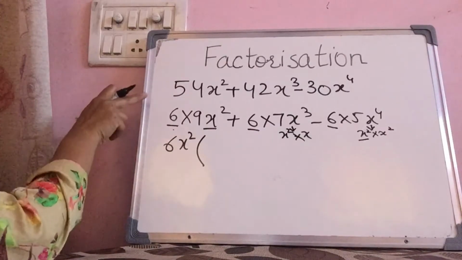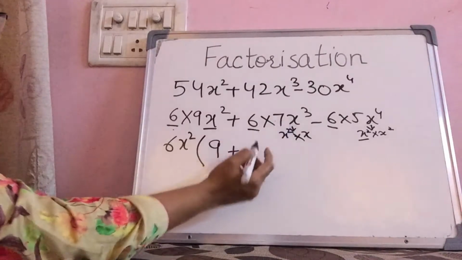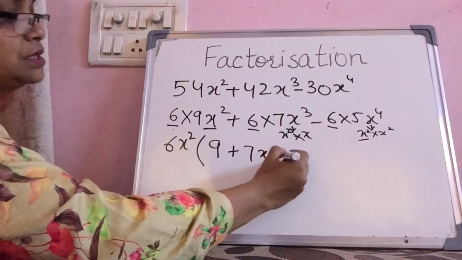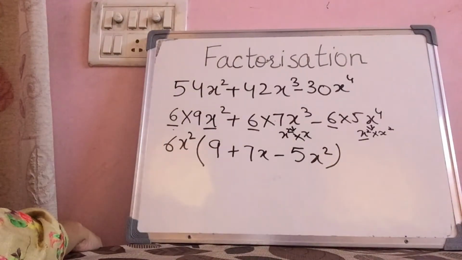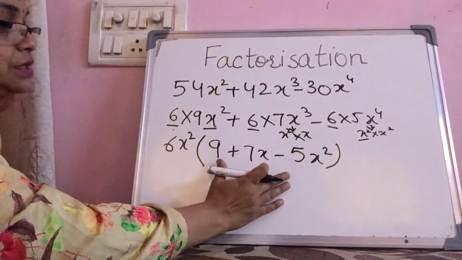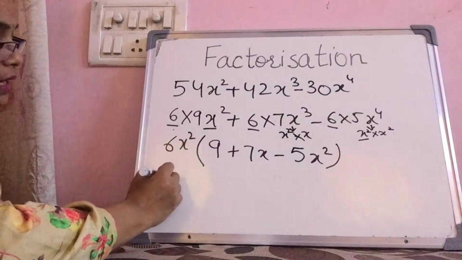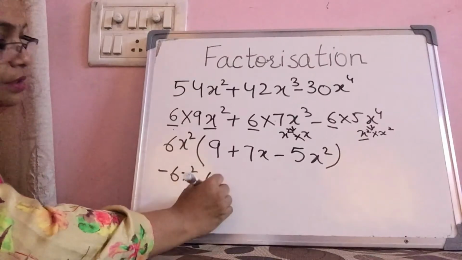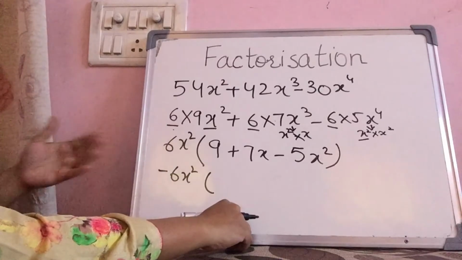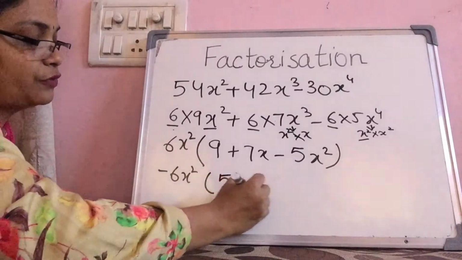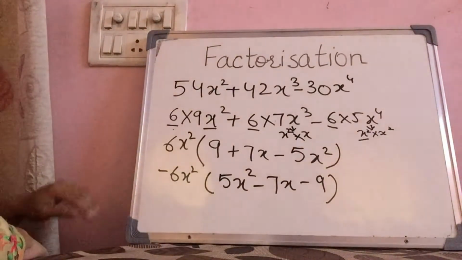and rest what will remain in this bracket? 9 plus 7x minus 5x square. Now, if we write it in general form, we can take minus sign outside the bracket, minus 6x square. We are trying to find out whether we can factorize it further or not. When 5x square minus 7x minus 9. This is the general way of writing this question.